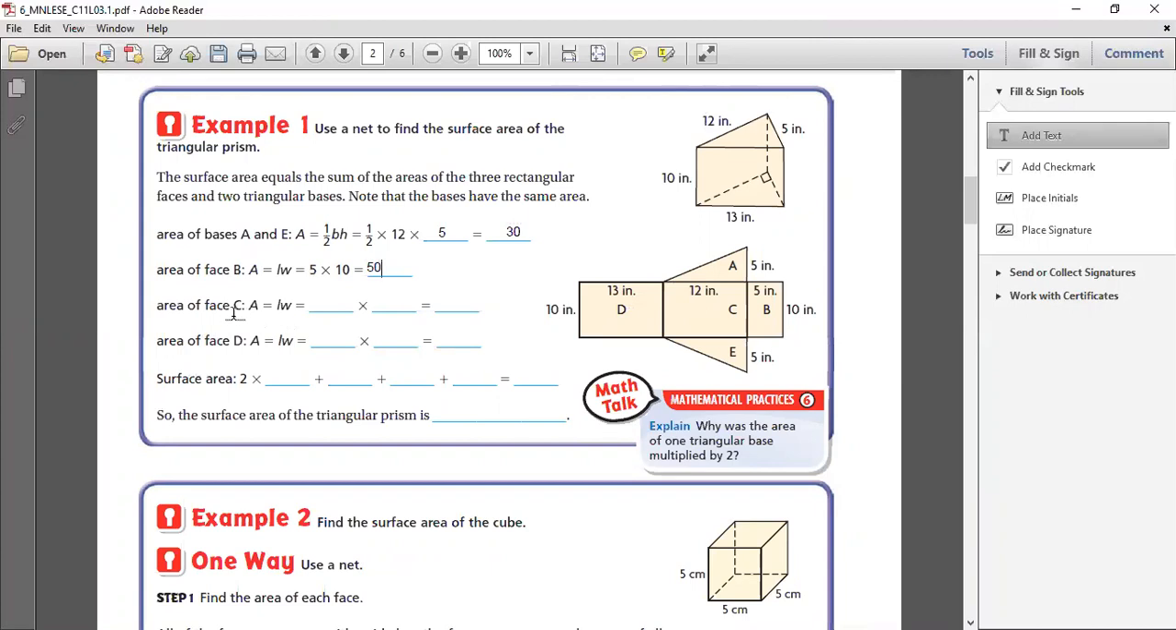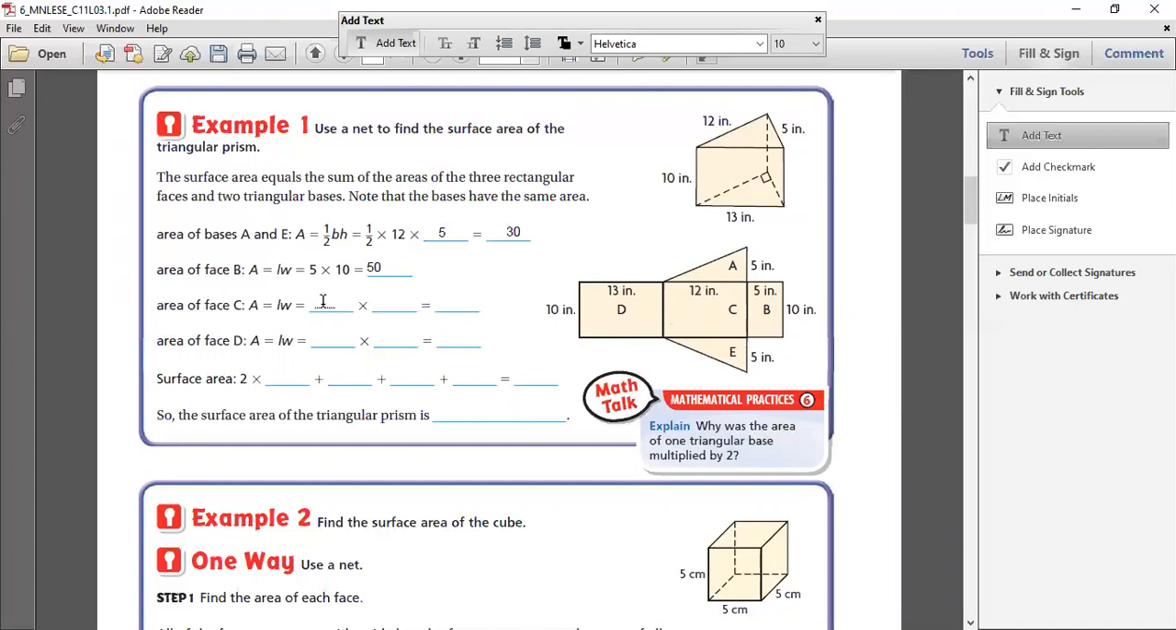Okay, area of C. So that's going to be this one. Again, it's a rectangle, so we'll be using the formula LW. The length is going to be this. Now, if this is 10, this is also going to be 10. So 10 multiplied by 12, which is going to give you 120. Area of D is going to be 10 multiplied by 13, which is going to give you 130.